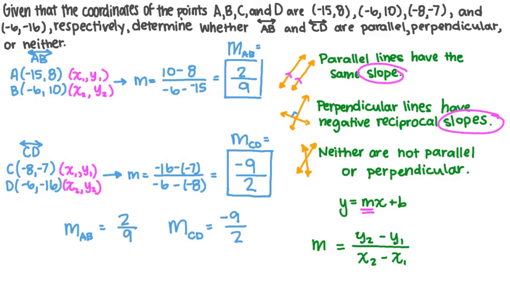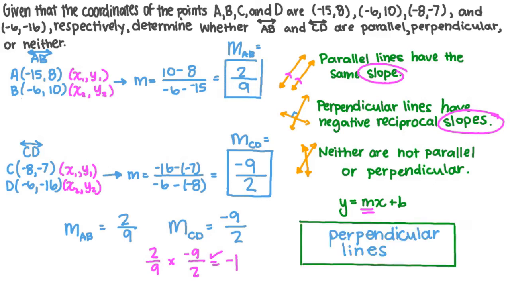If we compare these two slopes, negative 9 over 2 is the negative reciprocal of 2 over 9. And if you weren't sure, you can multiply them together. Reciprocals multiply together to equal 1, and negative reciprocals multiply together to equal negative 1. These two slopes are the negative reciprocals of one another, making these lines perpendicular.